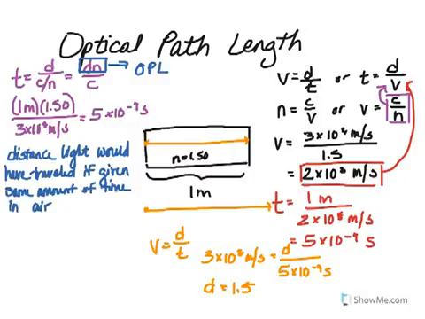Alternatively, you could use just our optical path length formula and multiply D times N, and our distance in the glass was 1 meter. The index of refraction is 1.50, and the optical path length for the ray of light in the glass is 1.5 meters, meaning that if that ray of light had been in air, and it was given the same amount of time, it could have traveled 1.5 meters.